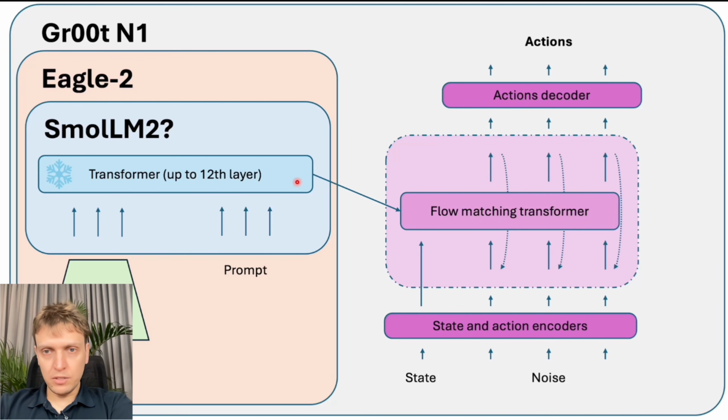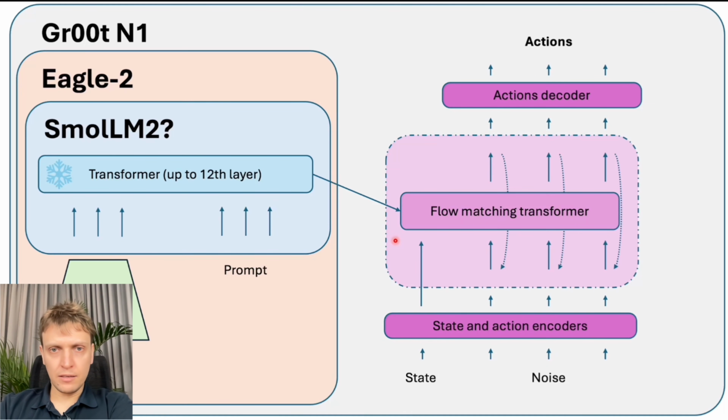But this flow matching transformer has a couple of interesting things to mention. First of all, let's talk about the state. State, I remind you, is just a vector that contains all the positions of the motors, or maybe some velocities, at any point in time. This state, in the case of Gr00t VLA, goes directly to the flow matching transformer. In some other VLAs, it actually goes to the VLM part and is processed there. So this is a difference between Gr00t VLA and some other models.